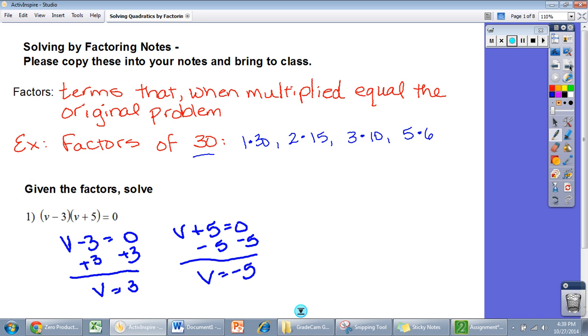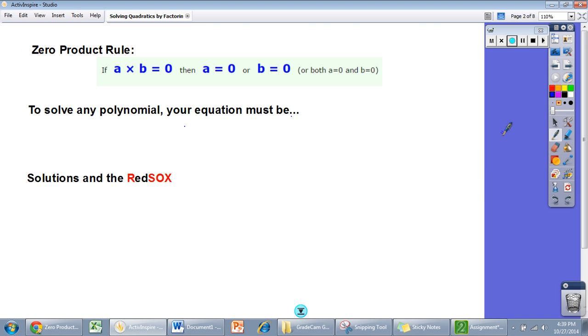Let's take a look at the next page. The zero product rule tells us that if we have something, call it a, and we multiply it by b, and that result equals 0, then either a equals 0 or b equals 0. And sometimes maybe both a and b equal 0. So in order to solve any polynomial, your equation must be set equal to 0 before you begin. And that brings us to the next part.